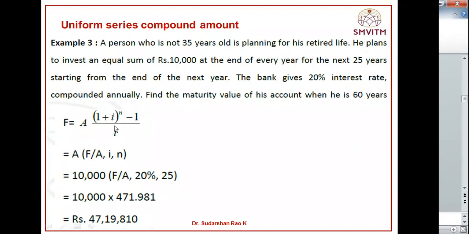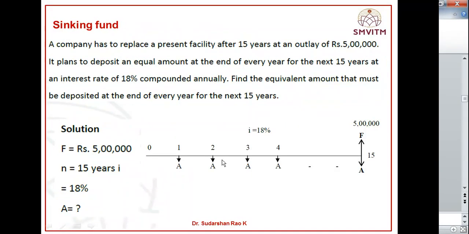F equals A into (1 plus i)^n minus 1, divided by i, or you can take the value from the table, F/A, i, n. In the 20% table, in the row for 25 years, you get the value 471.981. Multiplying by 10,000, you get 47 lakh 90,810 at the end of the interest period. That is the uniform series compound amount; the future value can be calculated for the given A. The second one is the sinking fund.